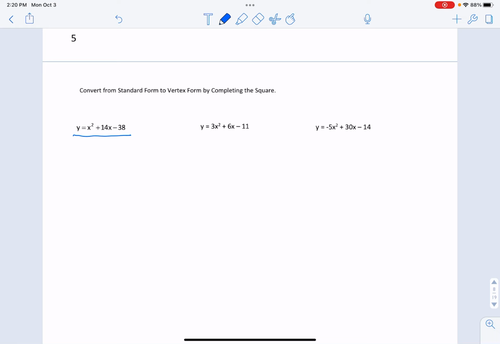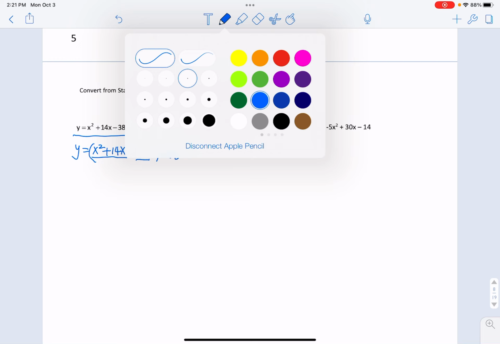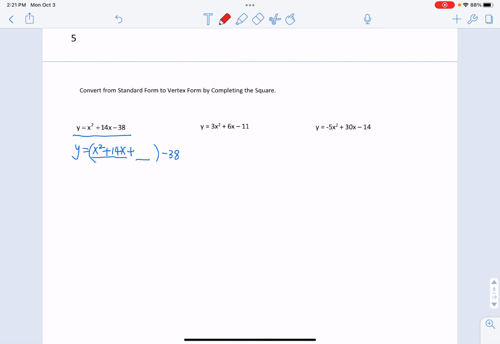First, y equals x squared plus 14x, for the x squared term and x term. Up to that, you write, and then you put a space for adding c. I will put the parentheses there, and let's write negative 38 there. Let's decide what you have to add to make a perfect square inside the parentheses.